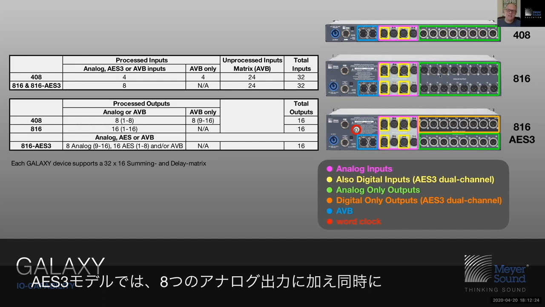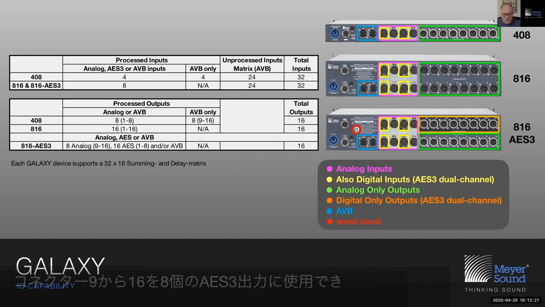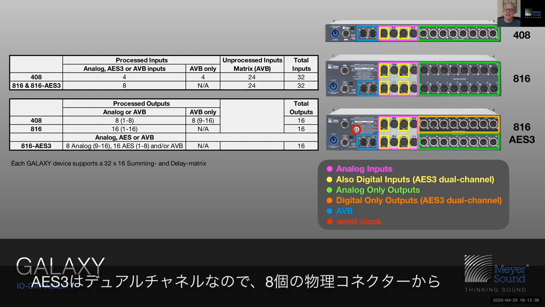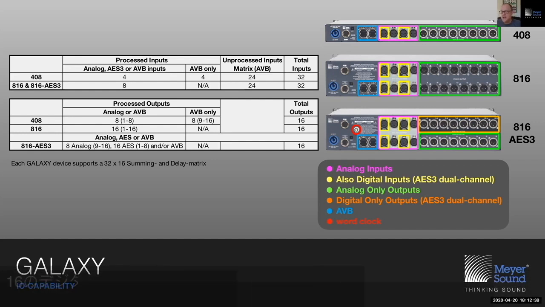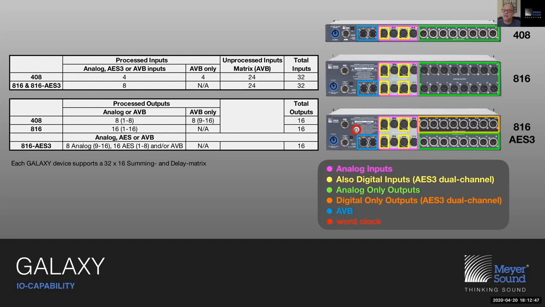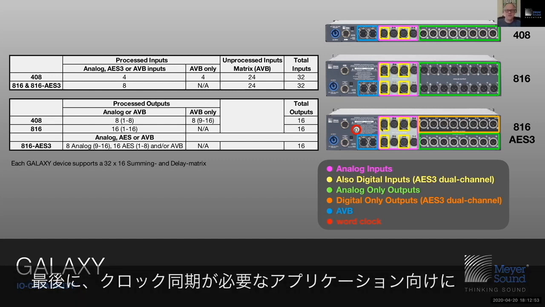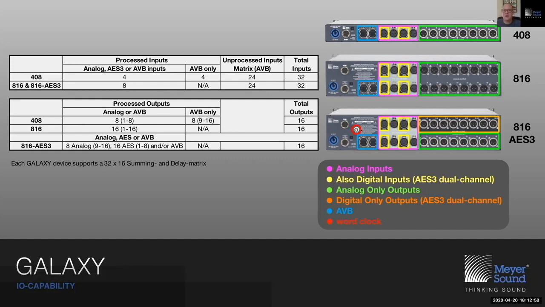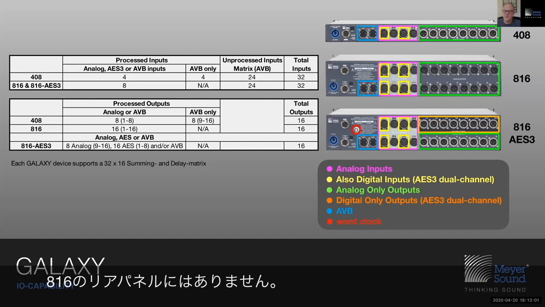Where the 816 only has analog outputs, the AES3 version has 8 analog outputs, which live on connectors 9 through 16, and in addition, it has 8 AES3 outputs. Remember, each of those is dual channel, so I have 16 digital outputs living on 8 physical connectors. And finally, the 816 AES3, for timing critical applications, also has a BNC word clock connector. So those are the basic differences in terms of physical connections on the rear panel.